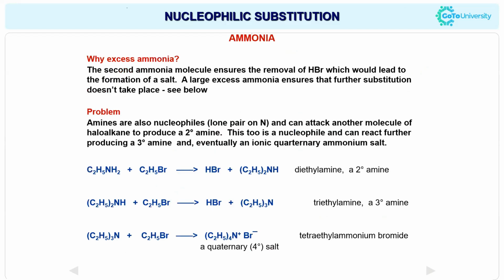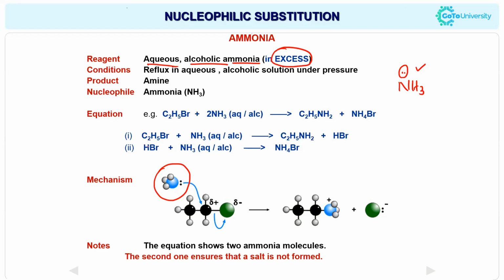Now, why are we using excess ammonia? That is also very important. In this reaction, in the first step, when the haloalkane reacts with ammonia, we get a product which is an amine, right? So I will write the mechanism here.